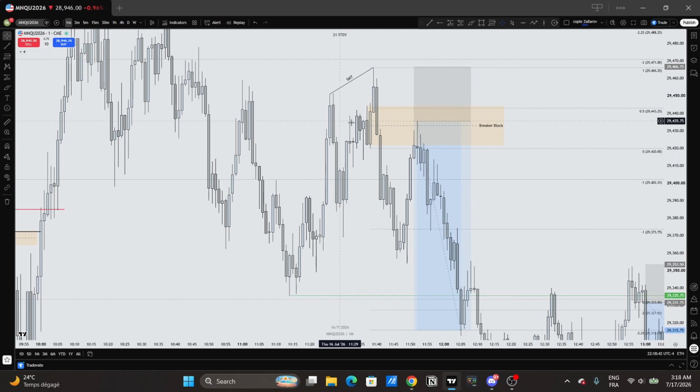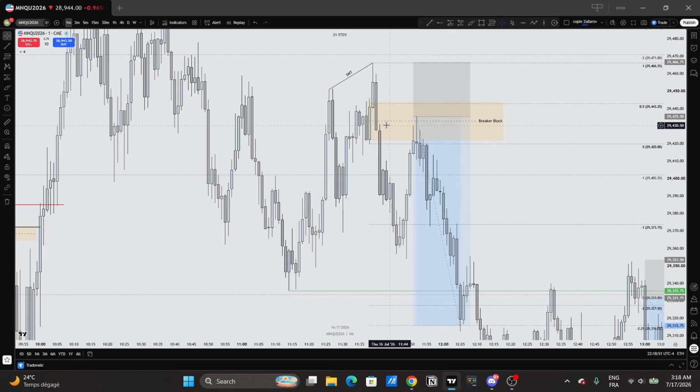We had here this SMT on the 1 minute. So I had to mark out my standard deviations again. And then I waited for market to leave this breaker block. It happened, and then when it reached the breaker block, I put my entry at the rejection block of this breaker block. You can find the execution on the previous video.